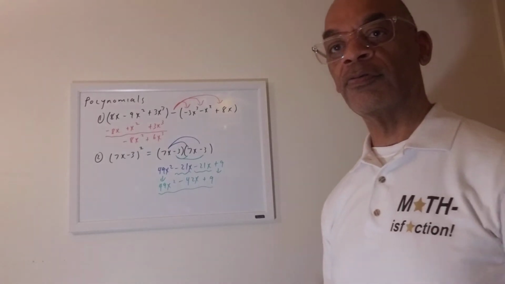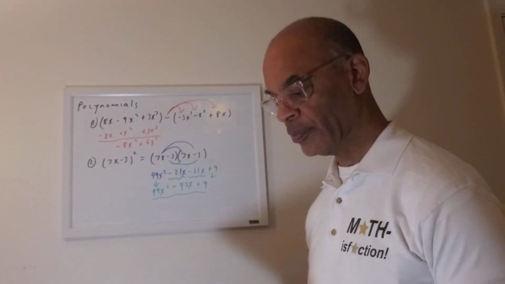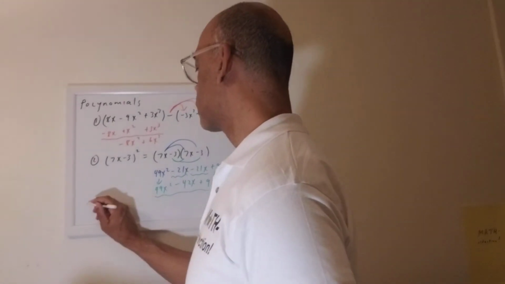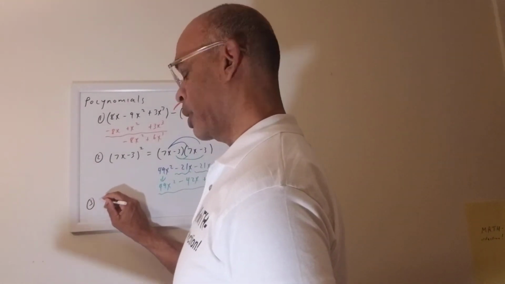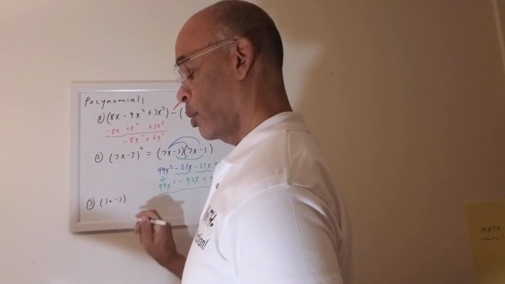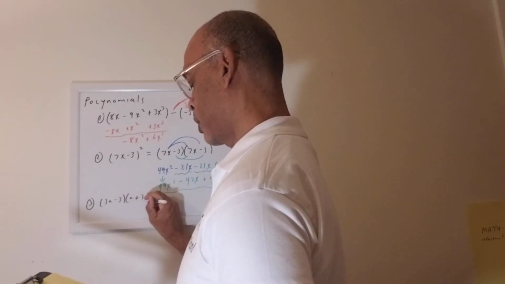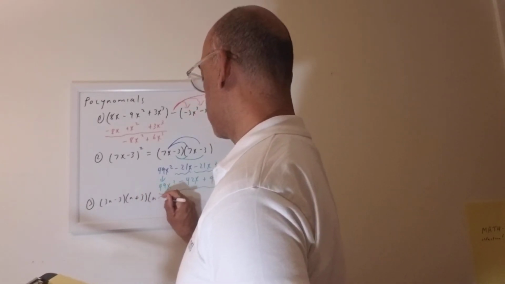Problem 3, the third of the problems we simplify, will be 3 terms that need to be multiplied together. 3 factors. 3n minus 3, n plus 3, and n minus 3.